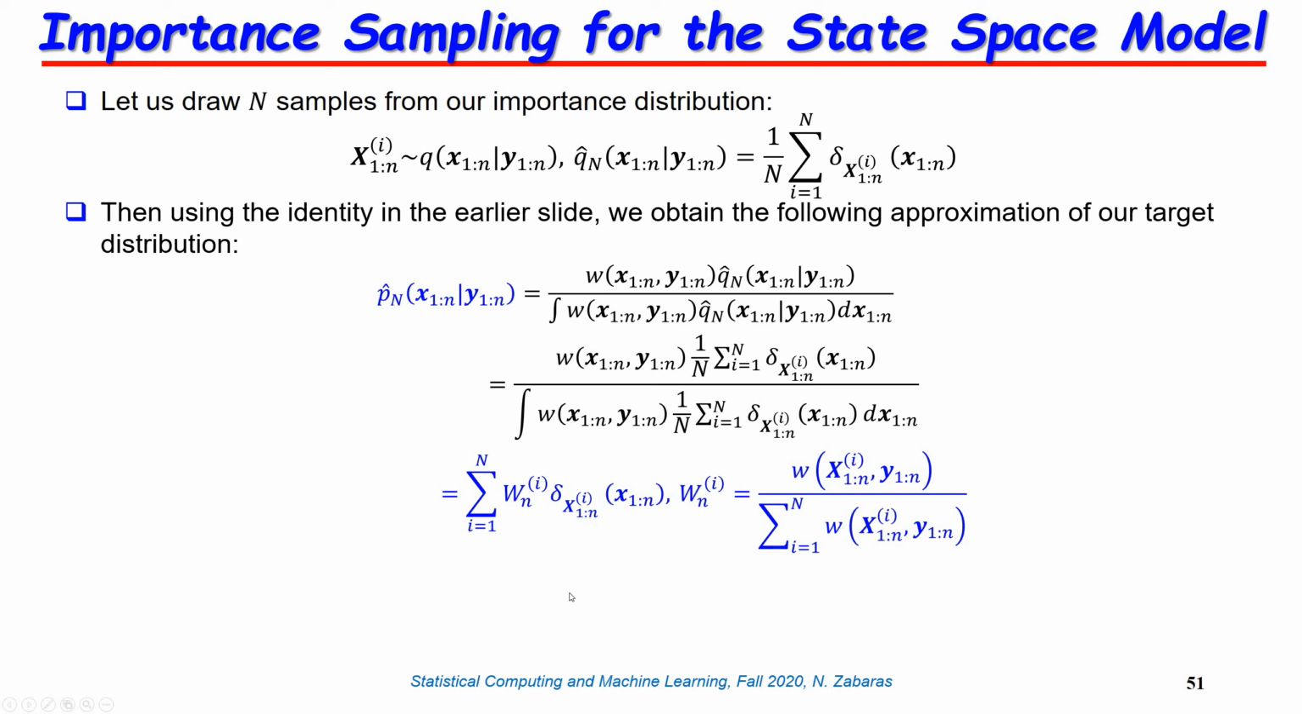And of course, for the non-believers that this approximation does make sense, you can take any function of the states x_1 to x_n and try to compute expectations under the true target distribution, and you will see the approximation that you get actually corresponds to an approximation of your target distribution with this empirical measure.